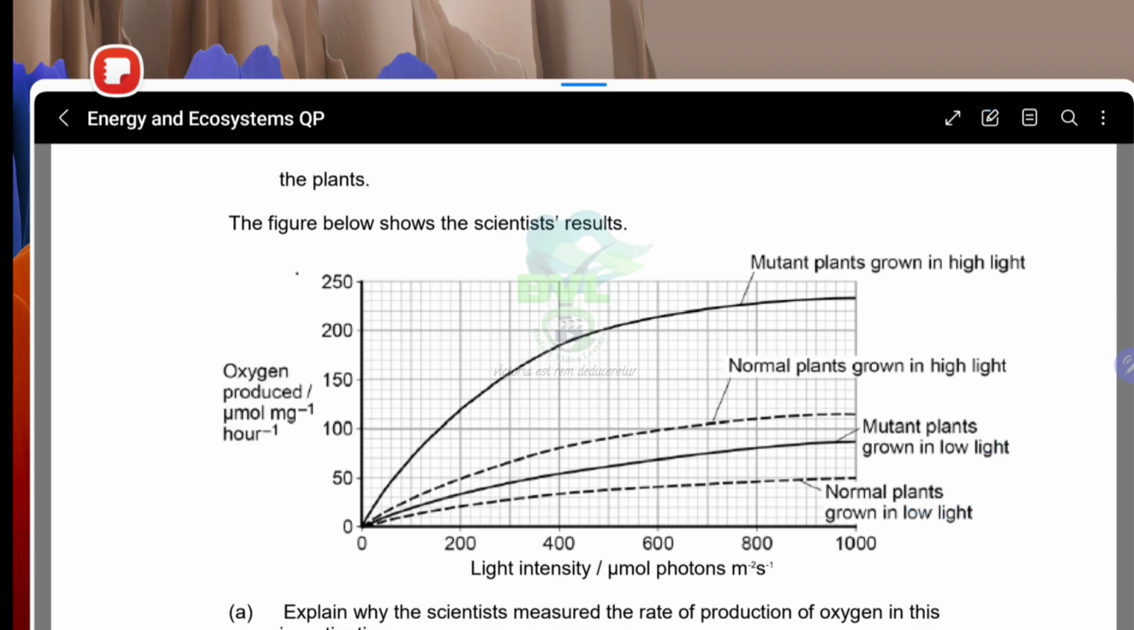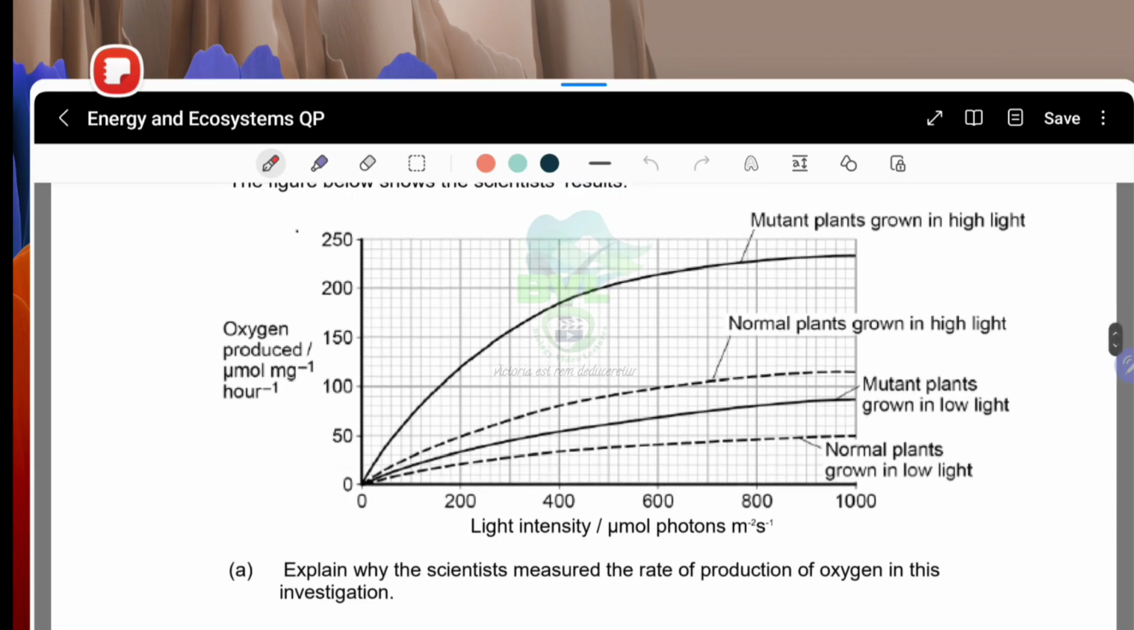So it is high light, low light, and it's mutant first, then normal. See the oxygen production. So trace that out. Okay, I don't want to make that too rough for you, but you should pause the video here and try to see that.